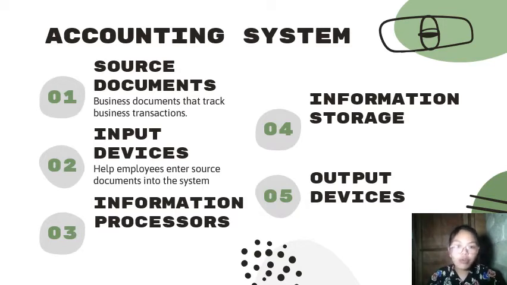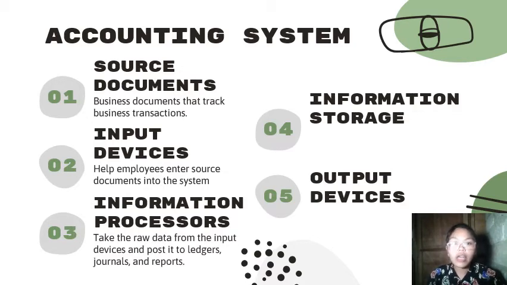Input devices like barcode scanners, keyboards, and modems are tools used to enter transaction information into the accounting system. These devices help employees enter source documents into the system. Information processors take the raw data from the input devices and post it to the ledgers, journals, and reports. Processors like computers and software programs process the data so decision makers can use it.